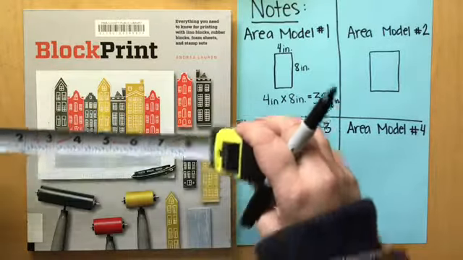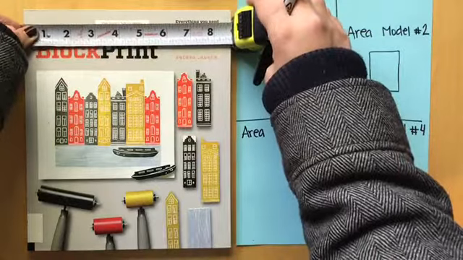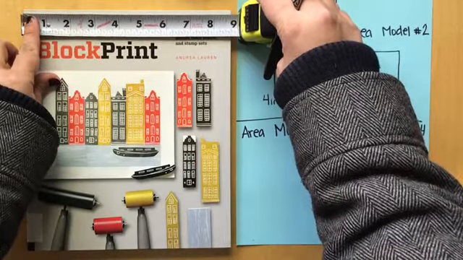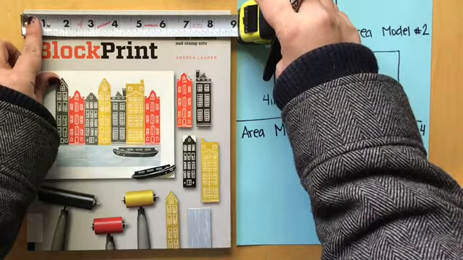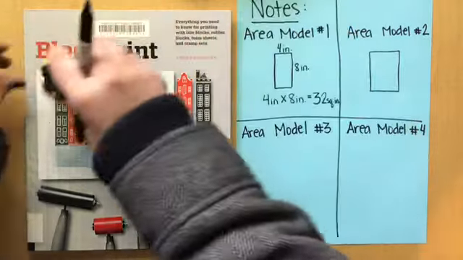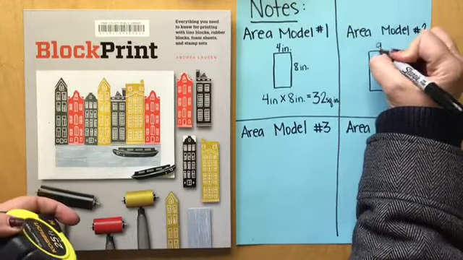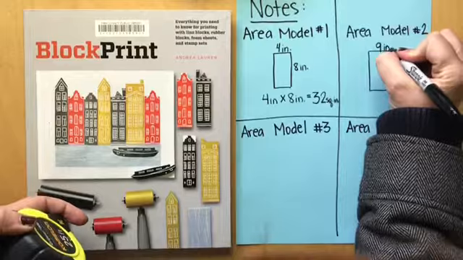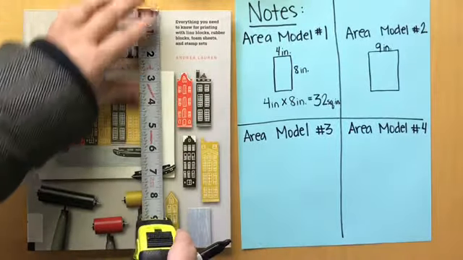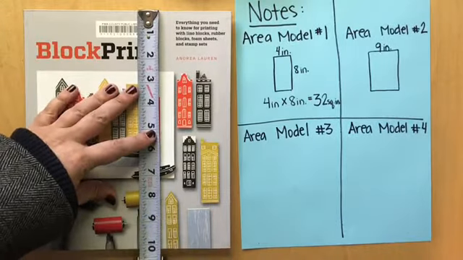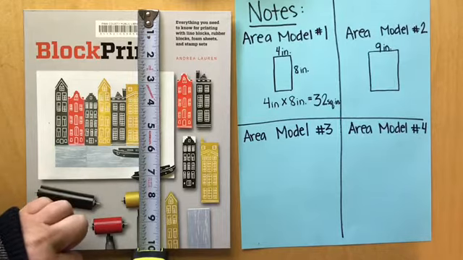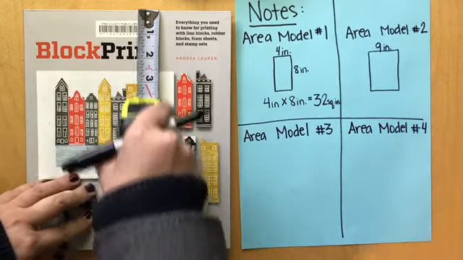Let's go ahead and measure my block print book. All right, so on this side, I have about 9 inches. It's a little shorter than 9 inches, but we're rounding to the nearest inch. So I'm gonna go with 9 inches. Then on this side, it's a little bit longer than 10 inches, but we're rounding to the nearest inch, so we're gonna go with just plain old 10.